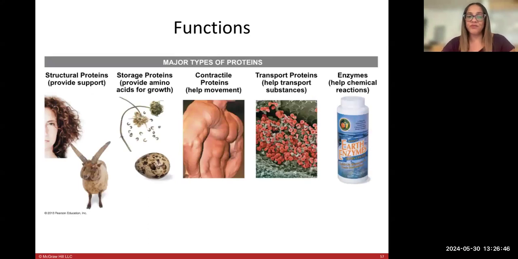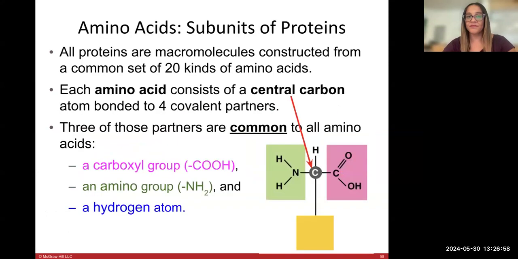So there are structural proteins that provide support, storage proteins, contractile proteins, transport proteins that transport substances in and out of our cells, and enzymes. Enzymes are required for our body to function properly. Amino acids are the subunits or the monomers of proteins. So all proteins are macromolecules constructed from a common set of 20 kinds of amino acids.